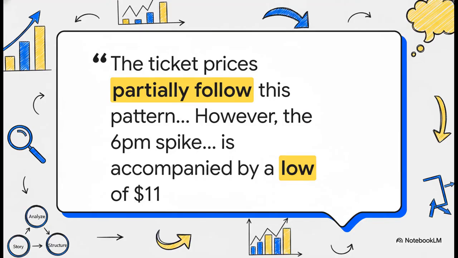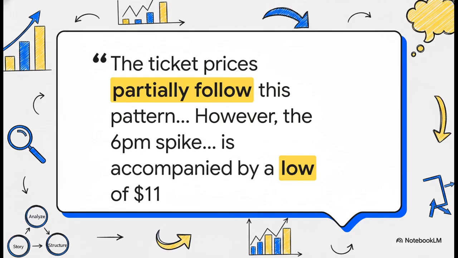Okay, check this out. This is a perfect example from a model essay. First, the writer states the trend. Ticket prices generally follow passenger numbers. They give a figure to prove it, that 8 a.m. surge. Then, and here's the magic word, however. They use that to introduce the exception, the 6 p.m. spike, where prices were actually low.